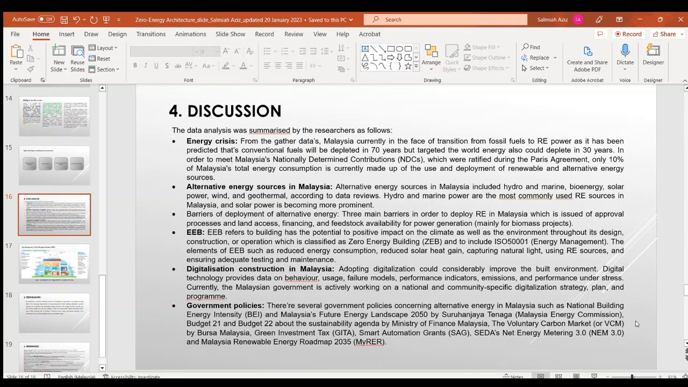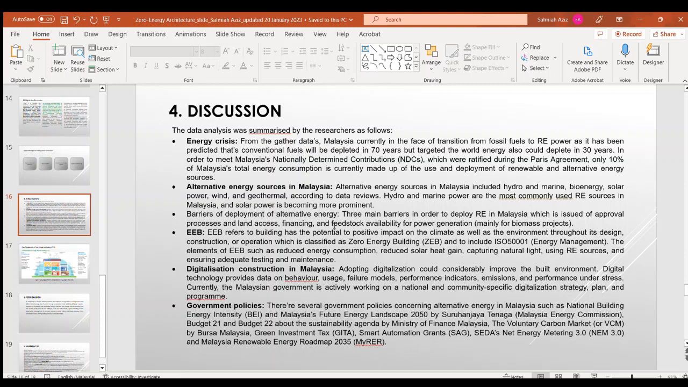The data analysis was summarized by the researchers as follows: energy crisis. From the data, Malaysia is currently in the phase of transition from fossil fuels to renewable energy power, as it has been predicted that conventional fuels will be depleted in 70 years, but the world's energy could also deplete in 30 years. In order to meet Malaysia's nationally determined contributions, NDCs, which were ratified during the Paris Agreement, only 10% of Malaysia's total energy consumption is currently made up by the deployment of renewable and alternative energy sources.